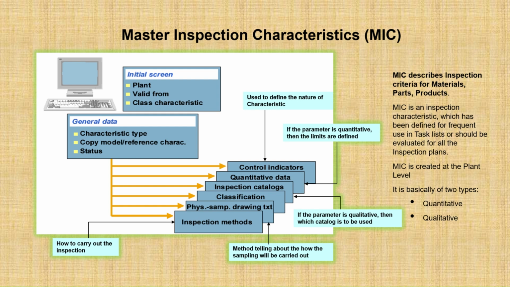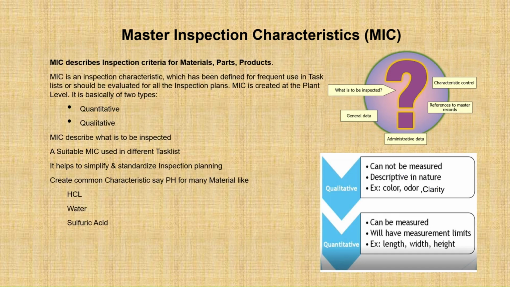the pH is a very common property which is tested for any liquid material. We are checking the clarity, we are checking the color of it. We create a master data for it so that I can use it for different materials. I can create it once and then use it in the other inspection plans also.